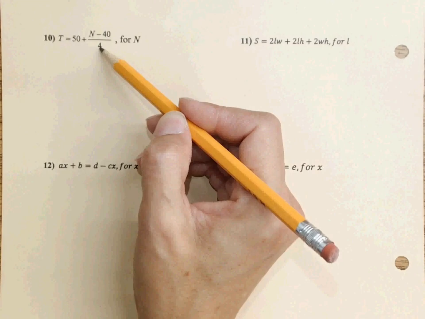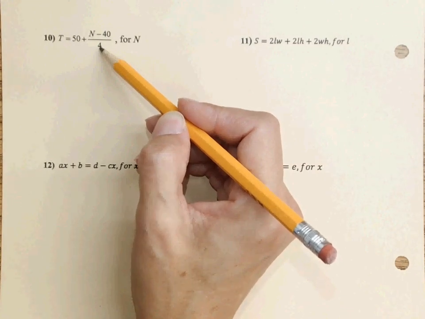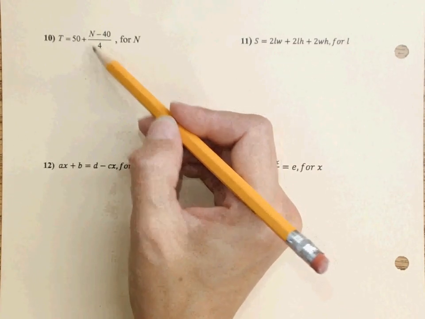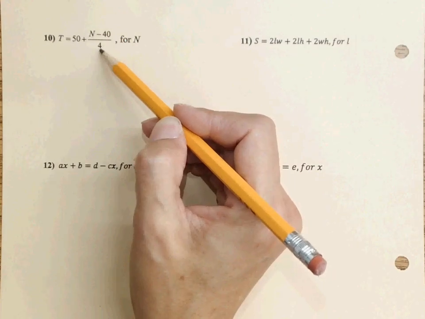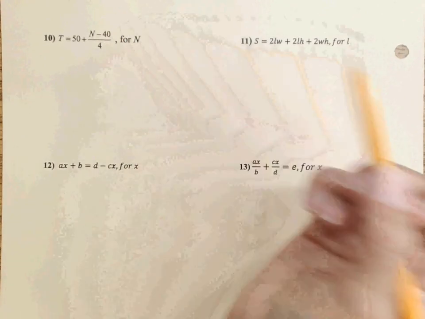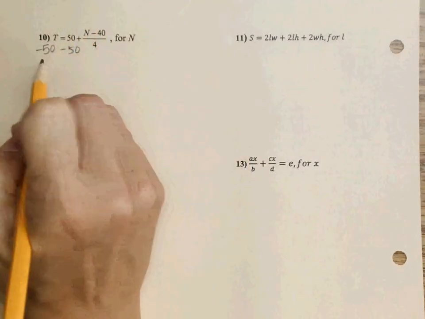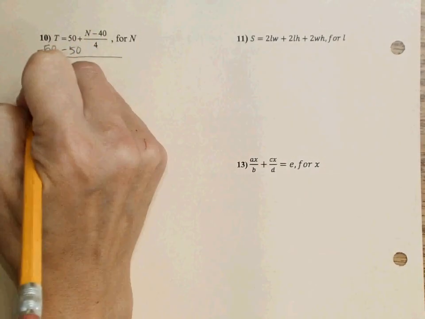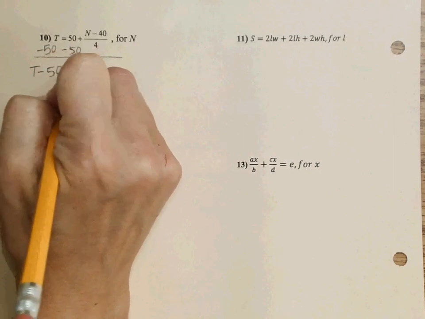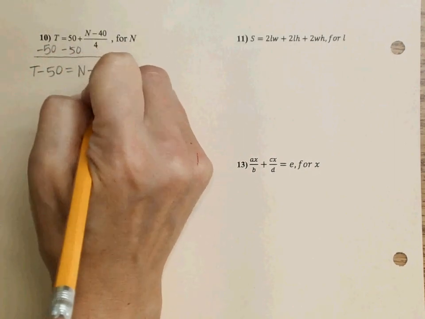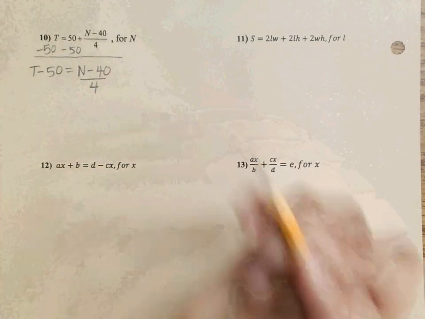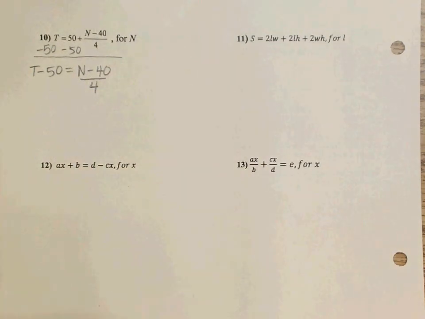So what I'm going to do is try and get this messy fraction by itself on one side of the equal sign first. So I'm going to subtract 50 from both sides. When I do that, I get t minus 50 is equal to n minus 40 over 4. So this is another example where we can do a proportion. We can solve by a proportion, cross multiply, or multiply both sides by 4.